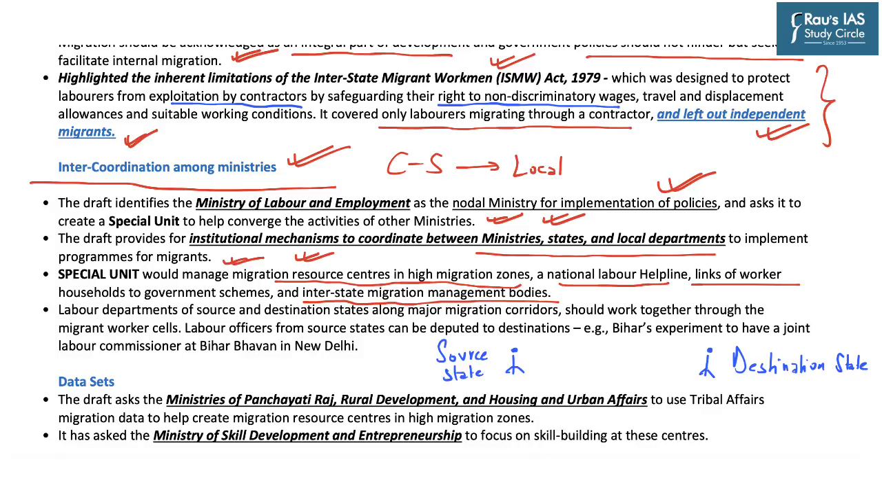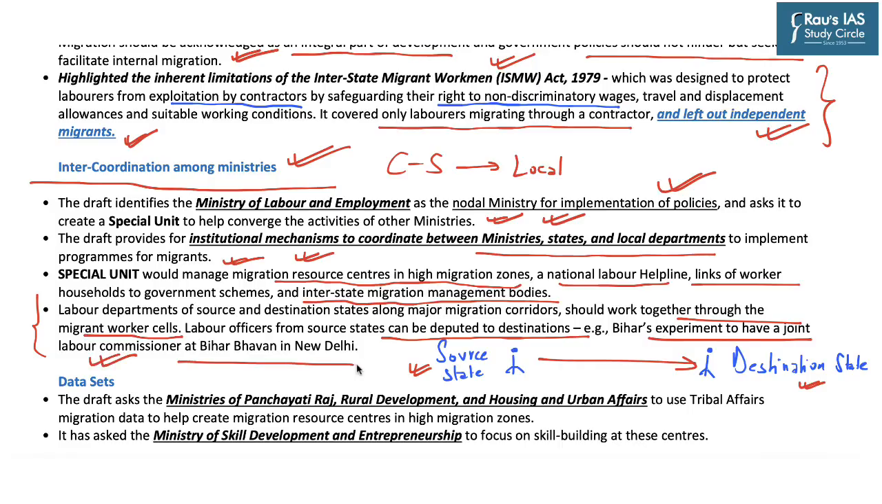migrants. Now, the draft says that the labor departments of the source state and also the destination state where the migrant worker is working should coordinate and work together through the migrant workers cell. An example has been highlighted with respect to Bihar. It says that labor officers from source states can be deputed to destination states. So it says that Bihar's experiment to have a joint labor commissioner at Bihar Bhavan in New Delhi can be said to be one such practice.